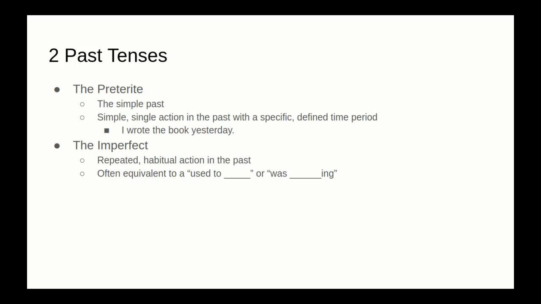It is often equivalent to times in English where we would say used to do something or was doing something. Example, I used to write books. Well, I used to write them repeatedly, ongoing. It was a habit that I used to do in the past. When did I do it? Sometime in the past. It's not a very specific time period.